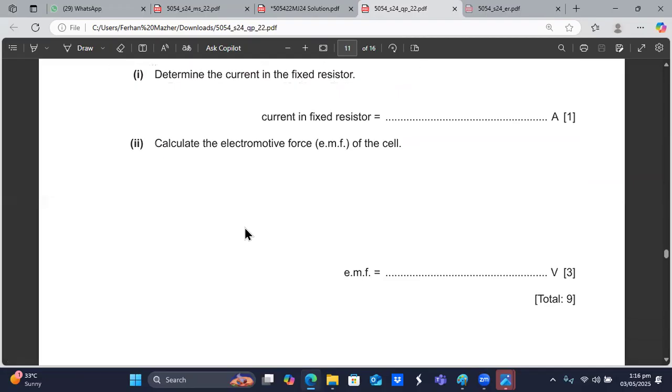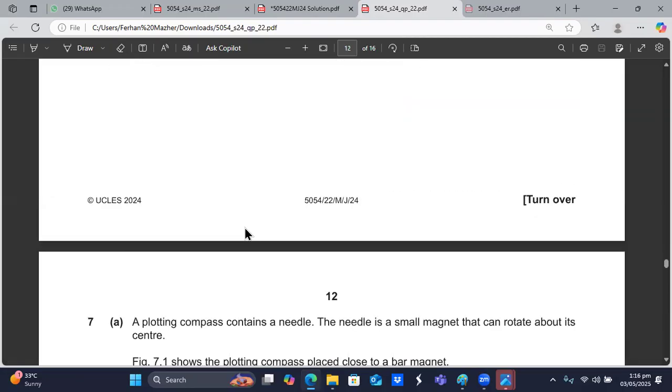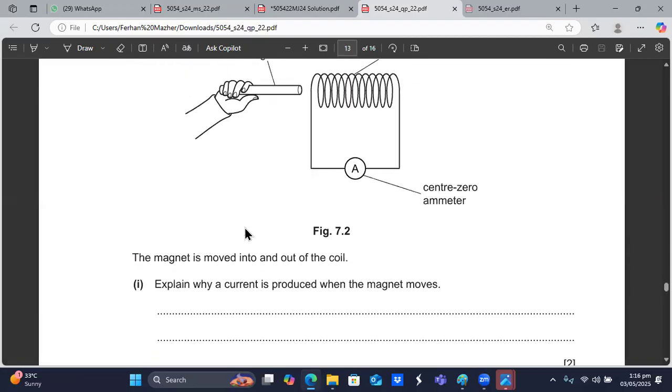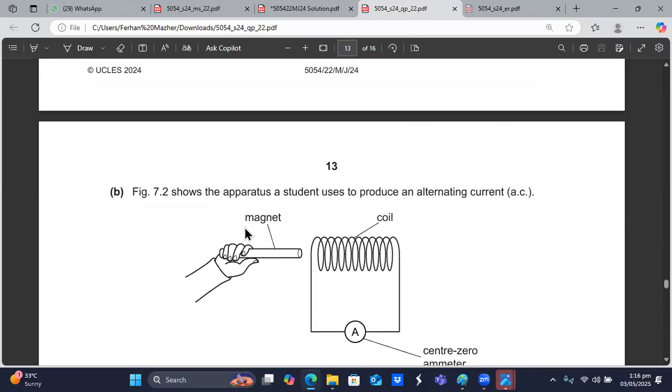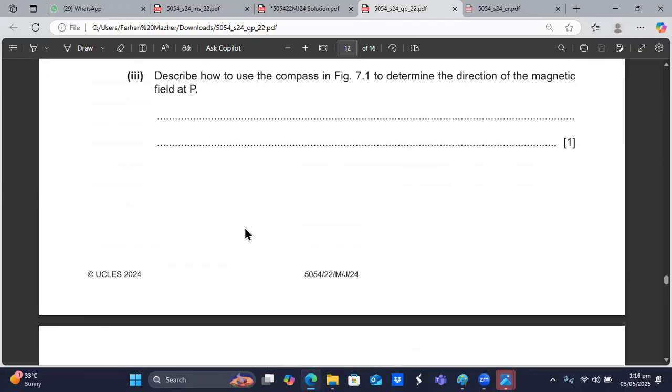So I hope you understand. This was question number 6. Now we are going to the next question, and that is question number 7, coming up on your screen.